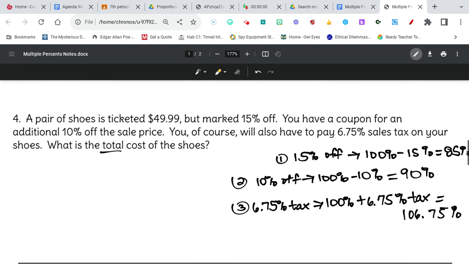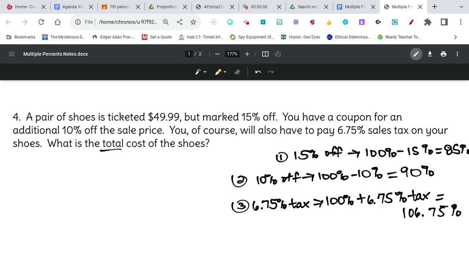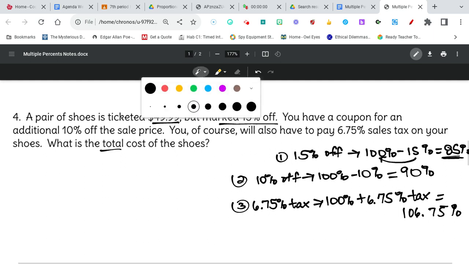Okay, let's take a look at 4. 4 actually has 3% in it. Okay. All right, so we got a pair of shoes. The ticketed price is $49.99, but it's marked off 15%. So let's just do that right now. It's marked off 15%. So 15% off of what? 15% off of $100, which means you're going to pay 85%.